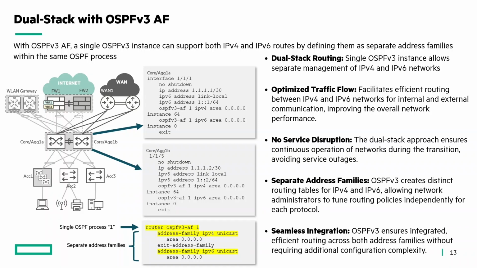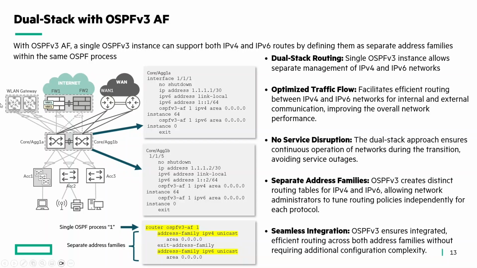So to your left is an example where I have two core routers, core 1A and core 1B. Also the AG1A and AG1B. So in my core or AG1A, I have assigned an IPv4 and IPv6 address. Similarly, in my core 1B, IPv4 and IPv6 address. I have enabled link local on both of them so that address families take effect.